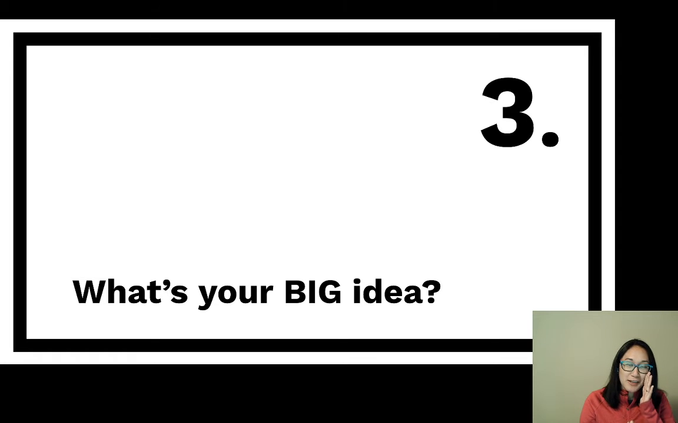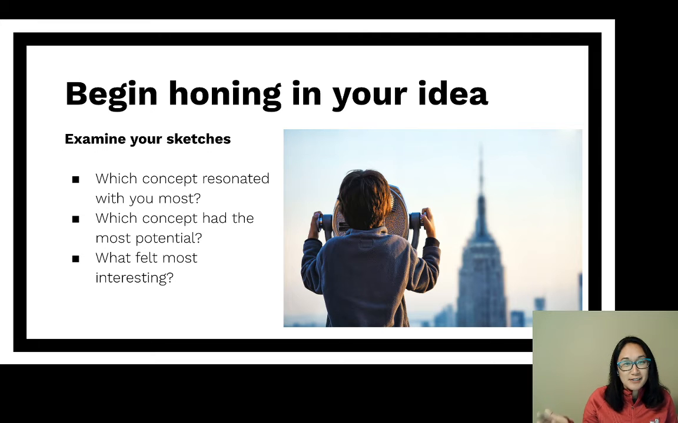Okay, so now you should be done with your Crazy8s exercise. And now what we want to do is actually focus on your big idea. So your sketches probably have a lot of different ideas and a lot of different directions, because that was actually part of the exercise, was actually trying to find 8 different ways to solve the problem that you've outlined. So here you want to start narrowing down on a specific concept or idea. So in this case, I want you to examine your sketches and look at the different components of your sketches, like which components or which ideas resonated with you most, which concept has the most potential, or even what felt most interesting.